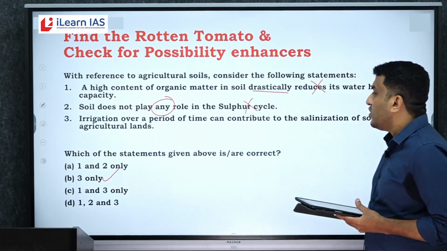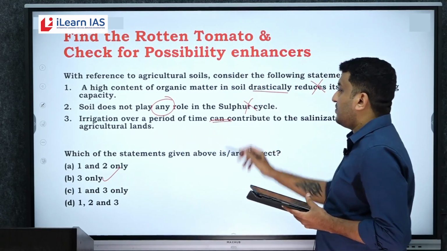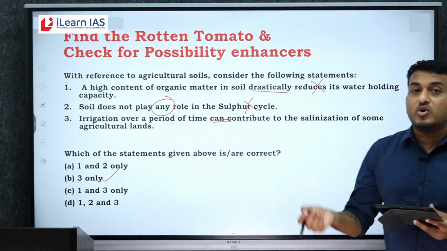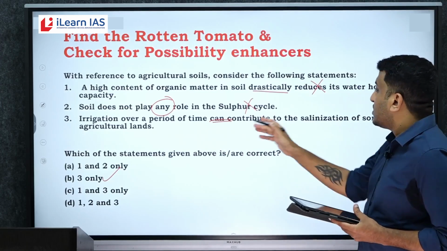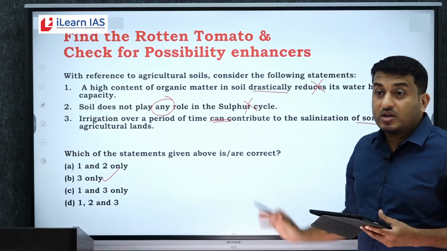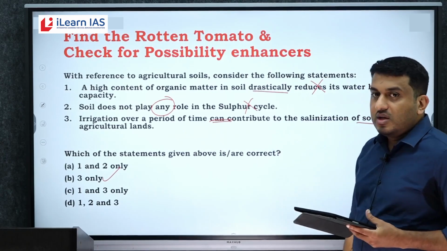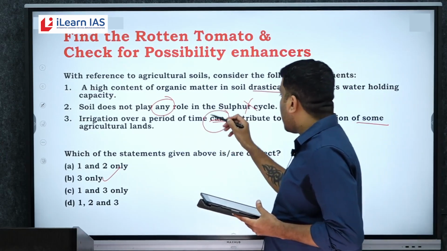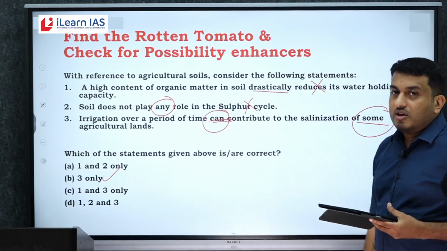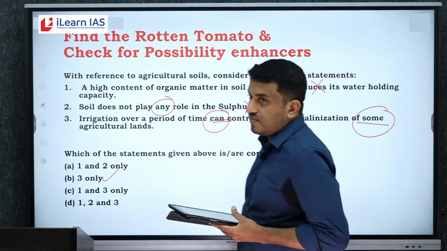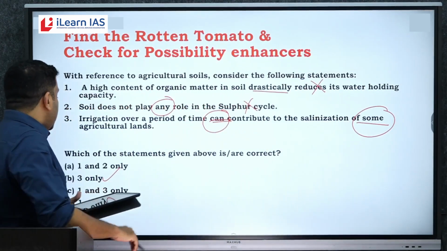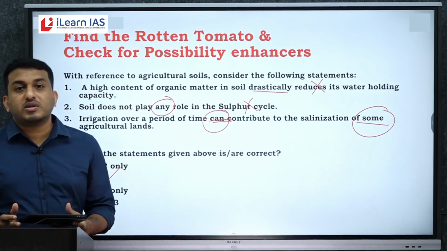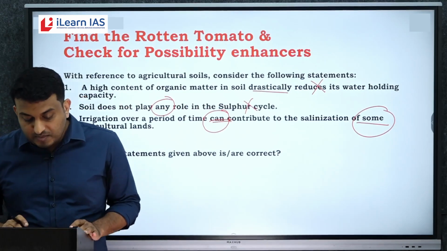Irrigation over a period of time can contribute to the possibility of salinization of some agricultural land. It is not all agricultural lands. The examiner used the words can, some. If it were all agricultural lands, then the statement would have been wrong. Getting it? So what is the answer for this? Answer for this is B, 3 only.